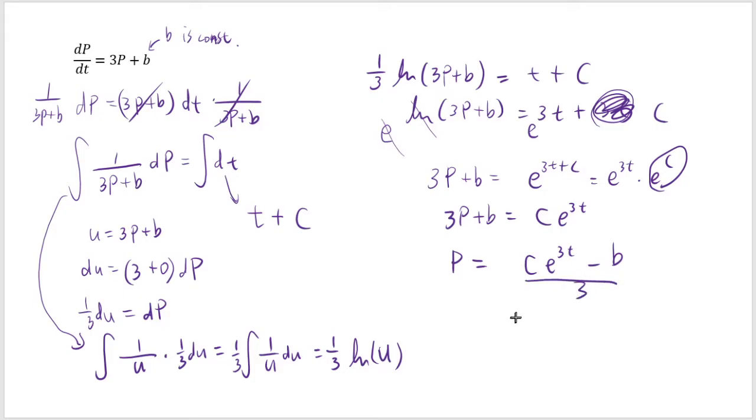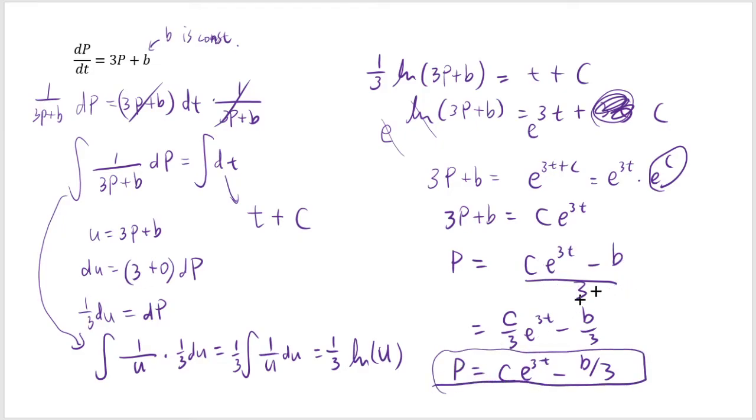Now, this is one way to write it, and you can even further rewrite it as c over 3 e to the 3t minus b over 3, right? And you can just rename this as c, so another way to write it would be c times e to the 3t minus b over 3. So either this one or that one should be the answer.